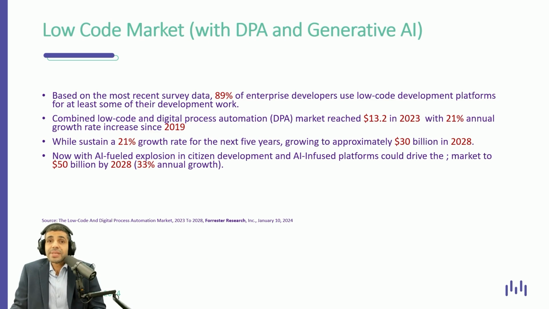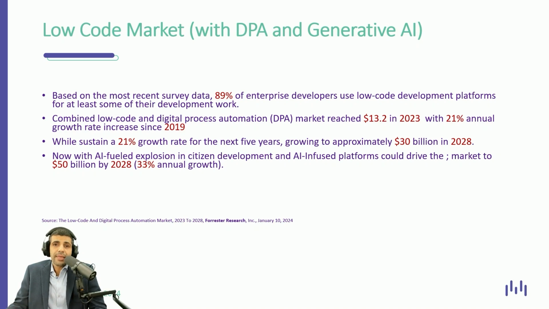Based on the most recent survey data as per Forrester, 89% of enterprise developers use low-code application platforms for at least some of their development work. When we are talking about low-code and digital process automation market growth as per Forrester, from 2019 to 2023, the annual growth is 21%, reaching $13.2 billion in 2023.